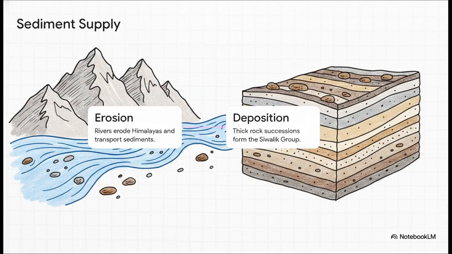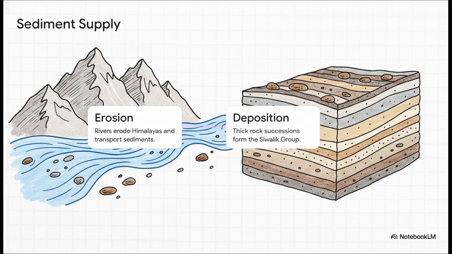Okay. Let's move on to the final 2 steps to see how this builds into the landscape we actually know today. We've got our massive depression, right? But now it needs to be filled. Enter step 4, sediment supply. You have these rapidly rising Himalayas, which are immediately being attacked by the weather. Rivers begin eroding the mountains, acting like these massive, unstoppable conveyor belts, transporting huge volumes of sediments down into the basin.